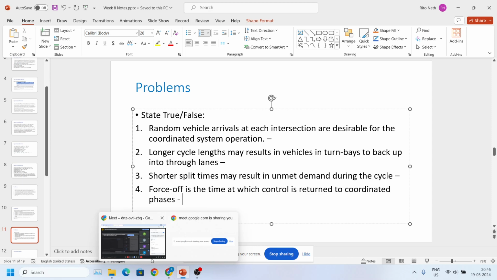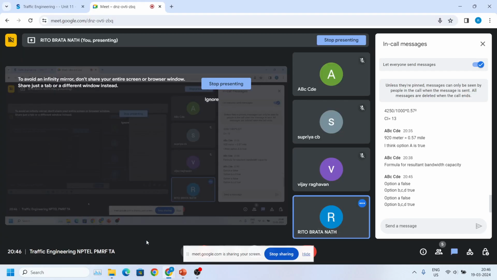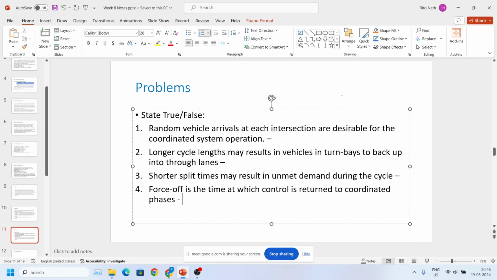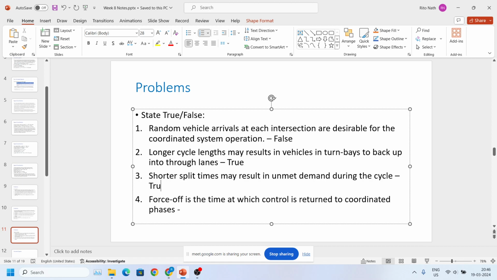Does anyone have an answer? False. Okay. BCD is true. Yeah, that's correct. This one is false. These are true, and this is again directly from the slides itself.